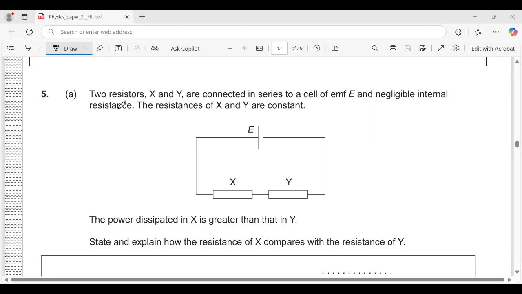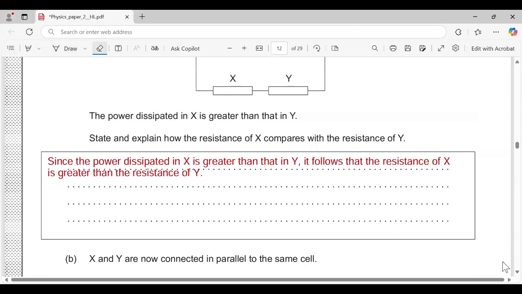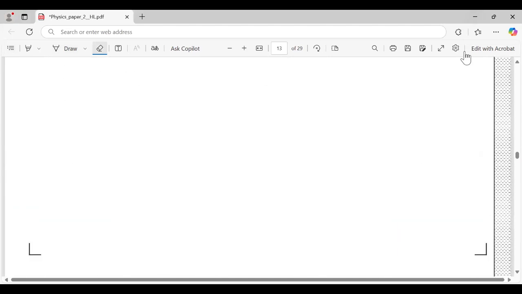Number 5. Two resistors X and Y are connected in series to a cell of electromotive force E and negligible internal resistance. The resistances of X and Y are constant. In the circuit, the power dissipated in X is greater than that in Y. State and explain how the resistance of X compares with the resistance of Y. I have provided my explanations. Okay, let's continue. Great.